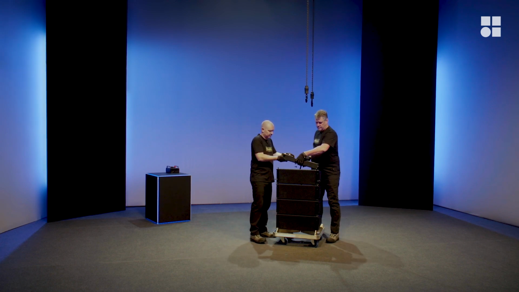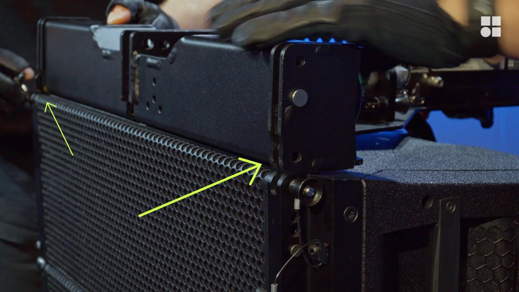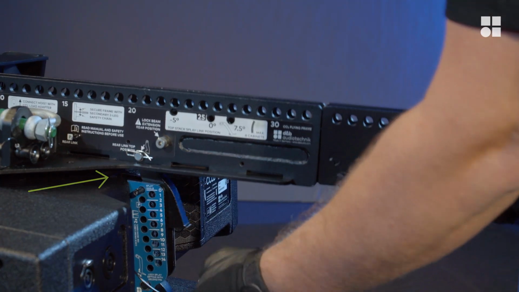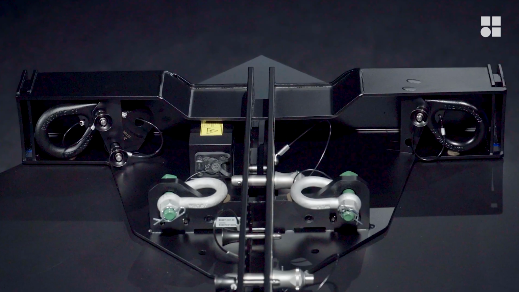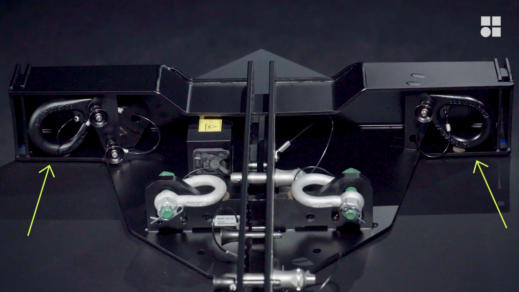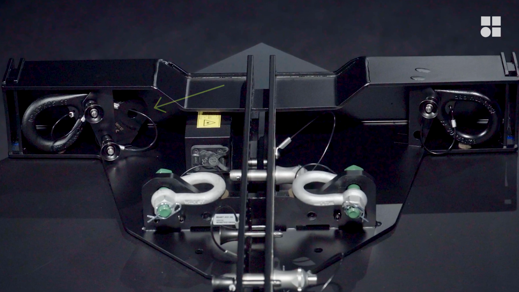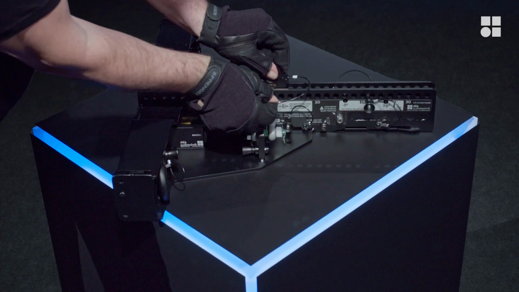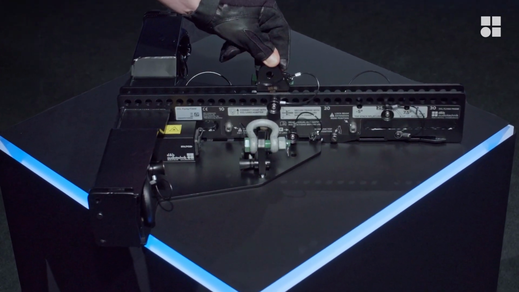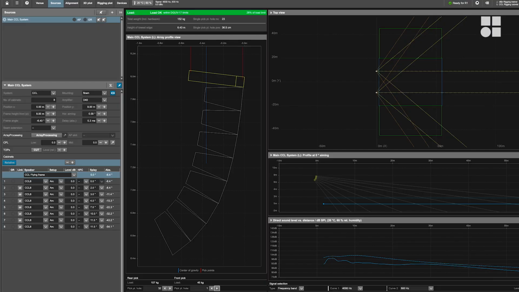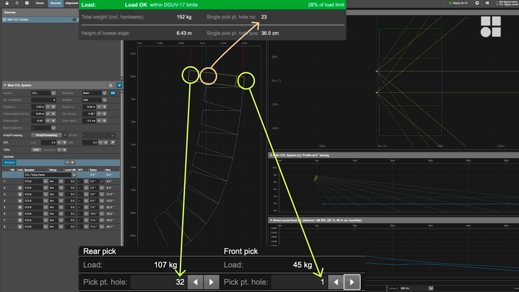To connect to the top of an array, it has two recesses at the front and a splay link at the rear. To pick up the flying frame, there are three load adapters. Two are meant for chain hoists and the third attaches to a rotor clamp. The respective pick point positions are determined in Array Calc.